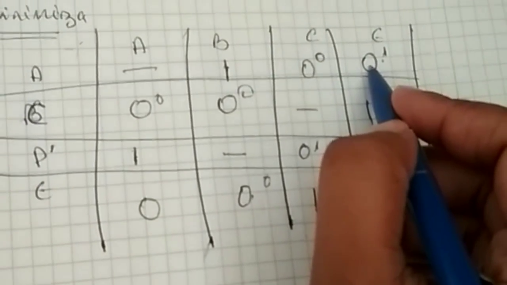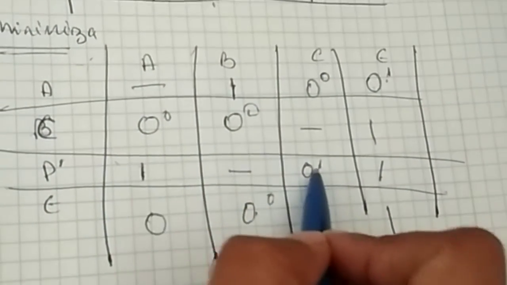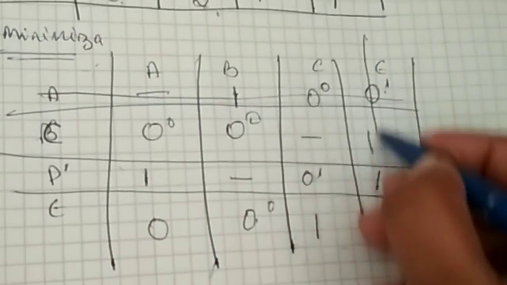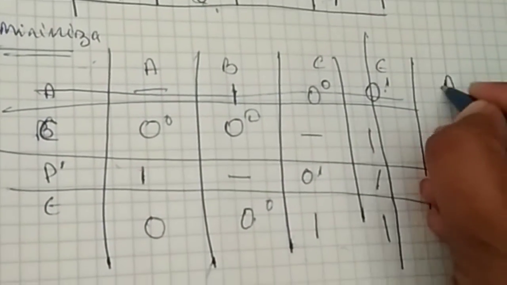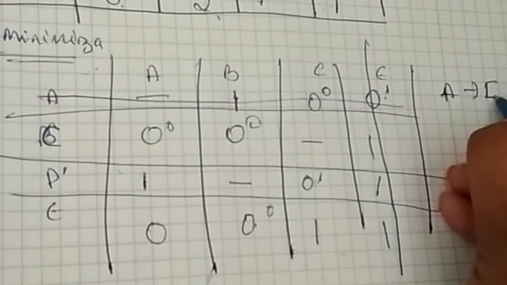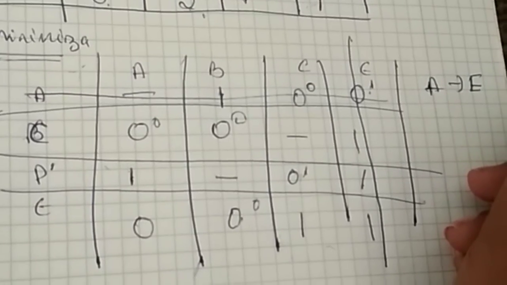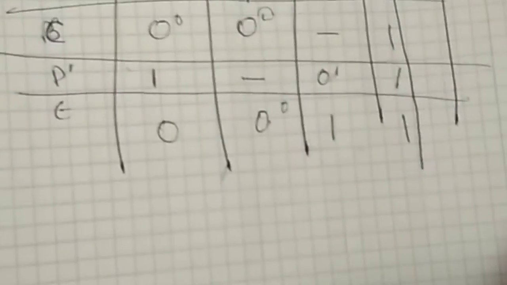So now you see what is the highest one. The highest one is A to E, and D to C is also there. You can cut anyone. So I am taking A to E. So I will traverse from A to E.